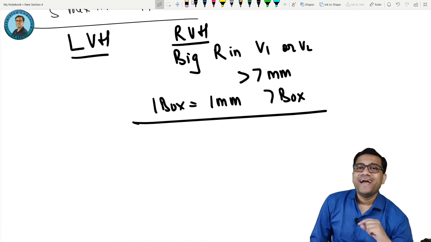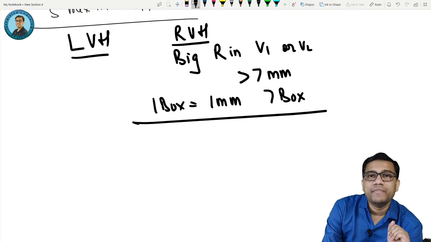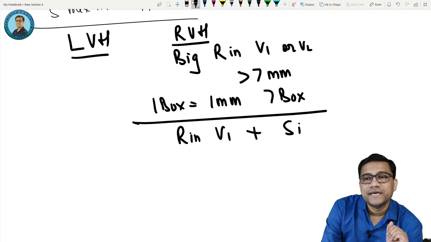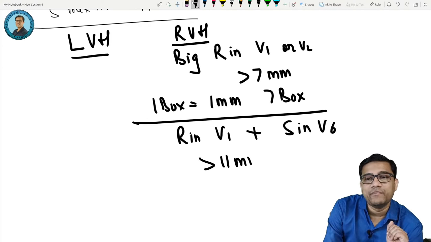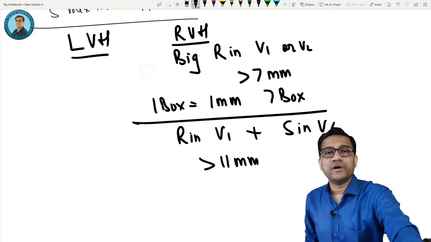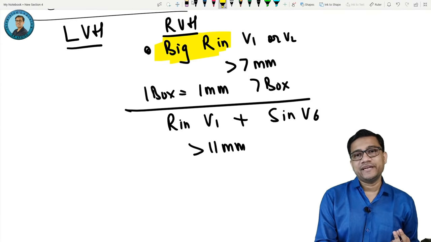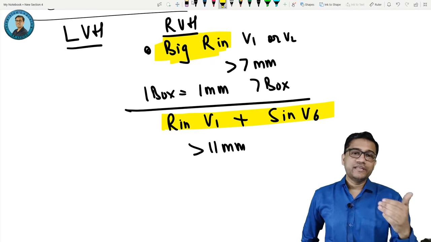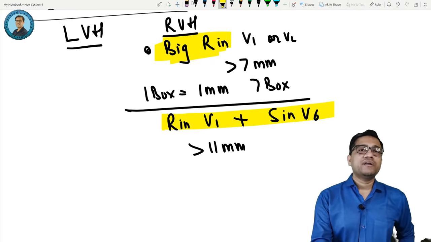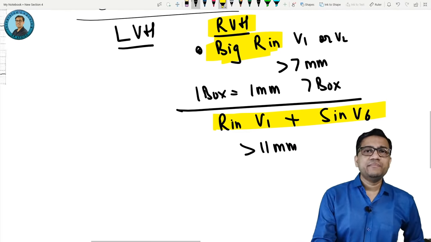Okay, fine. And if you take a double criterion, remember, we take R in V1 plus S in V6. If they are more than 11 mm, again it is right ventricular hypertrophy. So the two criteria: one is big R, the main criterion, or R in V1 and S in V6 give you the 11 size. That is right ventricular hypertrophy. Are you clear now?